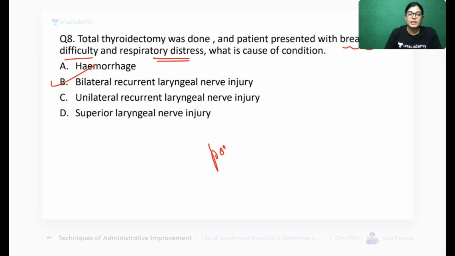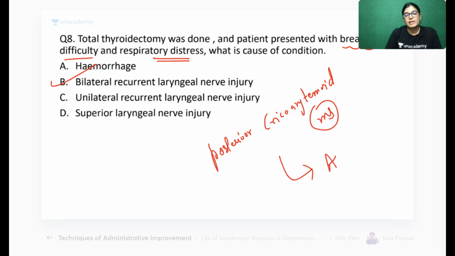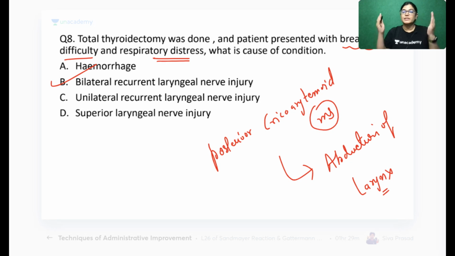Actually, the posterior cricoarytenoid muscle is the muscle which causes abduction of the larynx. Okay, they are abductors of the larynx. So there is no abduction, and the intrinsic muscles of the larynx will be in the adducted position.